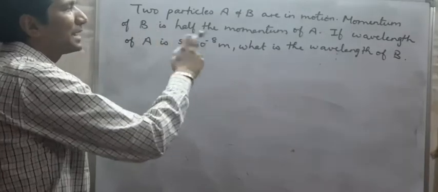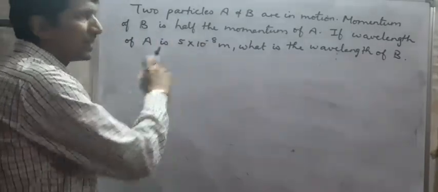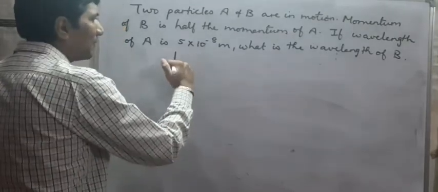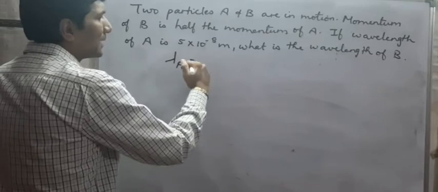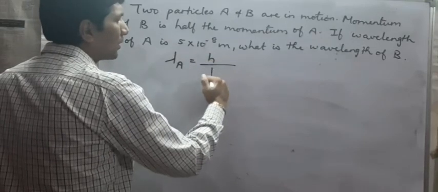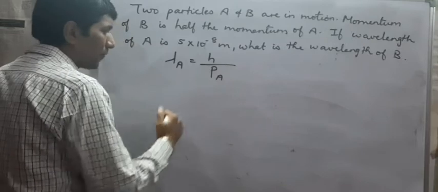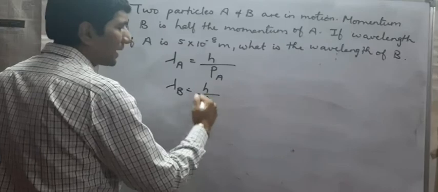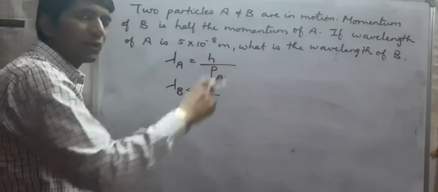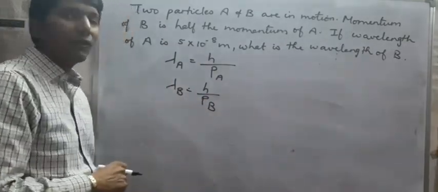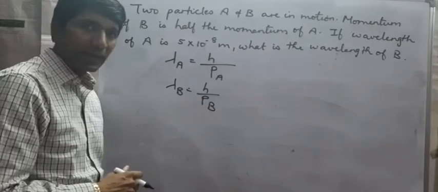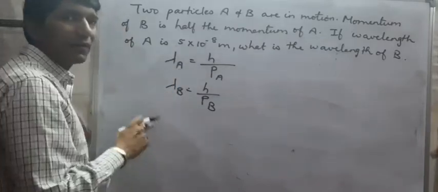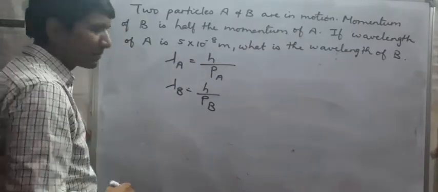The momentum of B is half the momentum of A and the wavelength is given, so we have to find the wavelength of B. So ideally, if lambda A is equal to h upon PA, then of course lambda B is equal to h upon PB, that is momentum of B. Now whenever you are given a comparative question, you always need to either equate it or take a ratio of the same. So here we will have to take the ratio and then place the respective values.